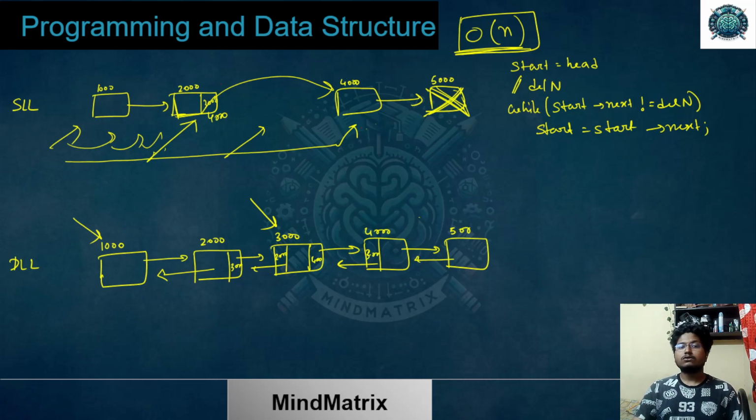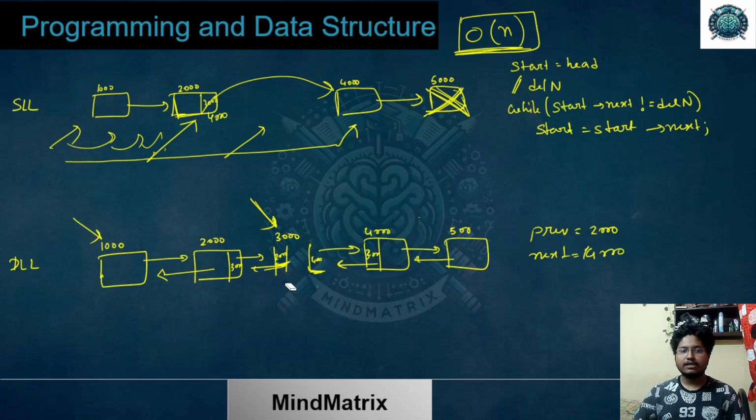Previous. Okay. So just before deleting, what do we do? We initialize two variables. What is the previous? Get the value from here, and the pointer is given here. Get the value from here. The previous is 2000. Next is 4000. Okay. Now go ahead and delete this.